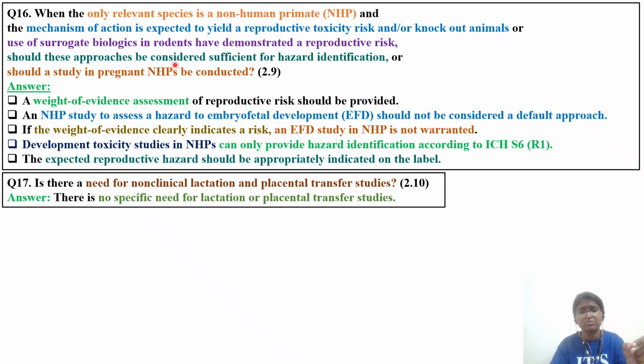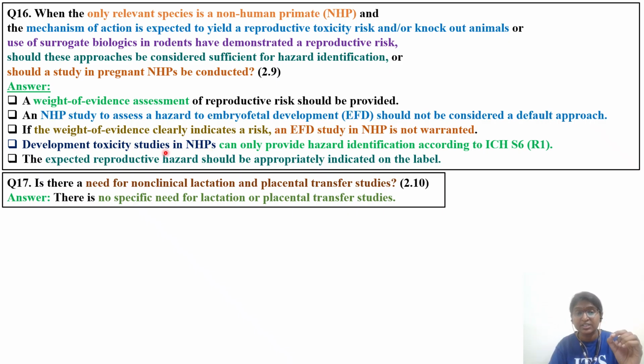Should these approaches be considered sufficient for hazard identification? Should a study in non-pregnant NHP be conducted? Actually, we'll see what answer is given by the agency. A weight of evidence assessment of reproductive risk should be provided. Very, very important. Same class of drug, surrogate biologic in rodent: in a rat it has the receptor and has shown reproductive risk. In the non-human primate, whether you need to do this test again or not: an NHP study to assess the hazard in embryo-fetal development should not be considered. Very, very important. In compliance with the 3R principle, consider this default approach if the weight of evidence clearly indicates a risk. An EFD study in NHP is not warranted because the same class of drug, surrogate biologic, has shown positive results in the rat study. So there is no need of doing it with this investigational drug in the monkey.